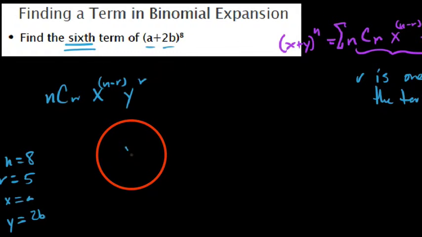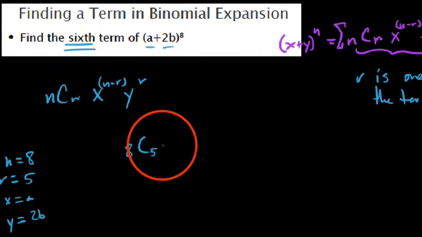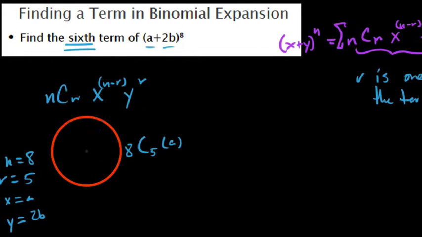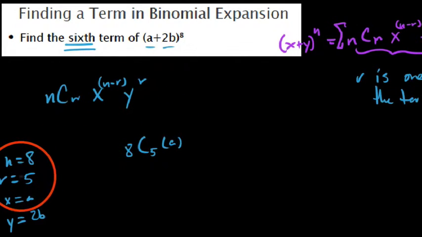All of this I can now piece together. Essentially we're going to get 8 choose 5. And now our x-like thing, which is a, goes to the n minus r, where n is 8 and r is 5.